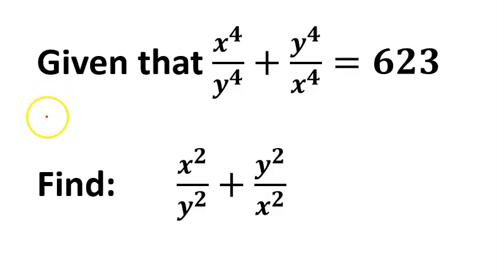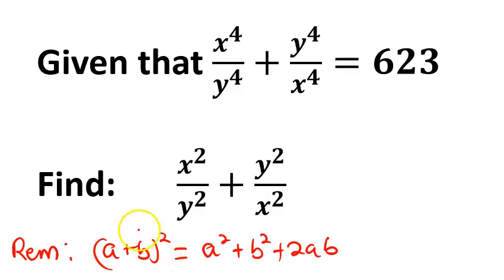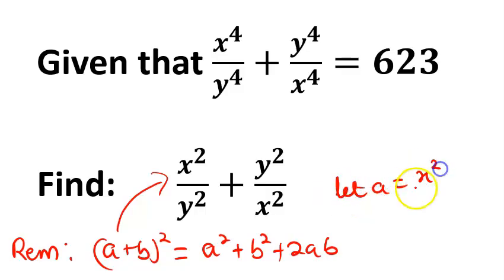So let's start. Now, looking at this question carefully, if you try to solve it normally, you'll be in trouble. So we are going to use this identity. Remember, (a + b) all squared is equal to a squared plus b squared plus 2ab. So when we compare this to that, we can let a be equal to x squared over y squared, and b be y squared over x squared. So let's see how we are going to expand.